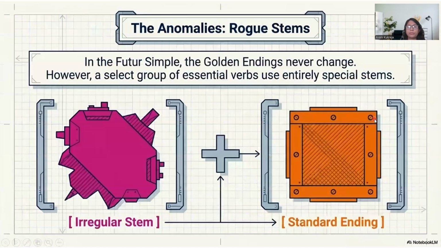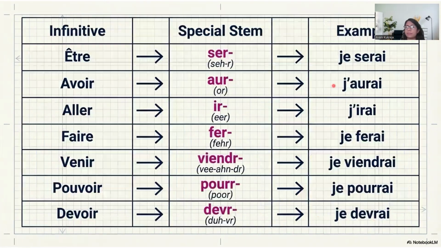All right, moving on. Now, the endings will not change. However, a select group of essential verbs use entirely special stems, very different stems. So the irregular verbs that we did yesterday will have different stems, okay? But the endings will remain the same. So for être, the stem is ser. So je serai. For avoir, the stem is aur. J'aurai. For aller, the stem is ir. J'irai.